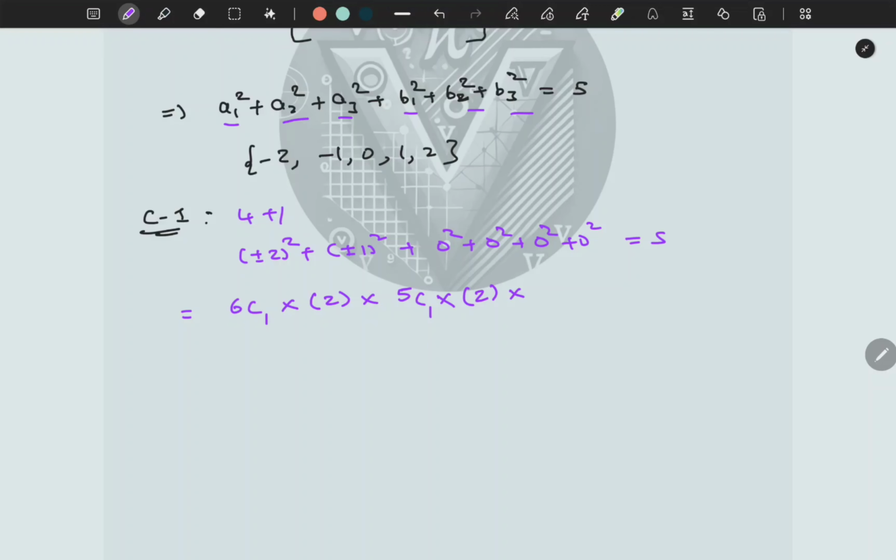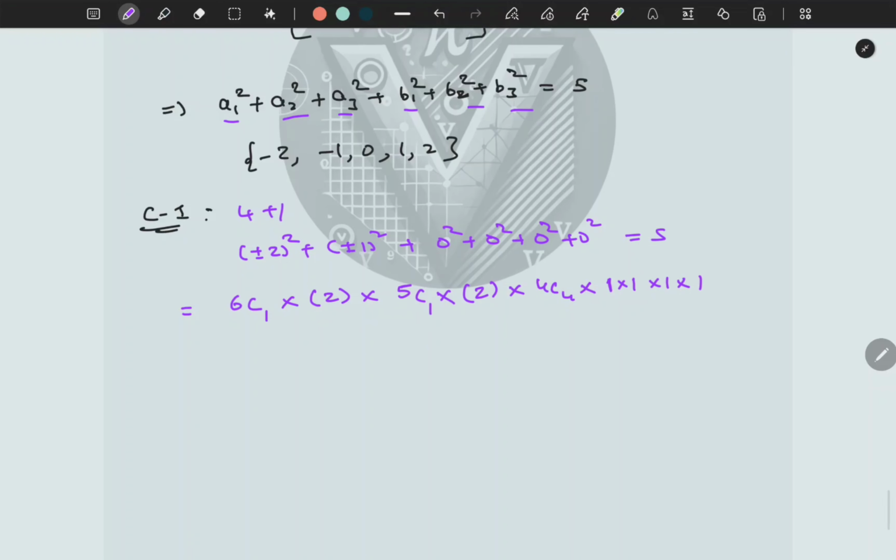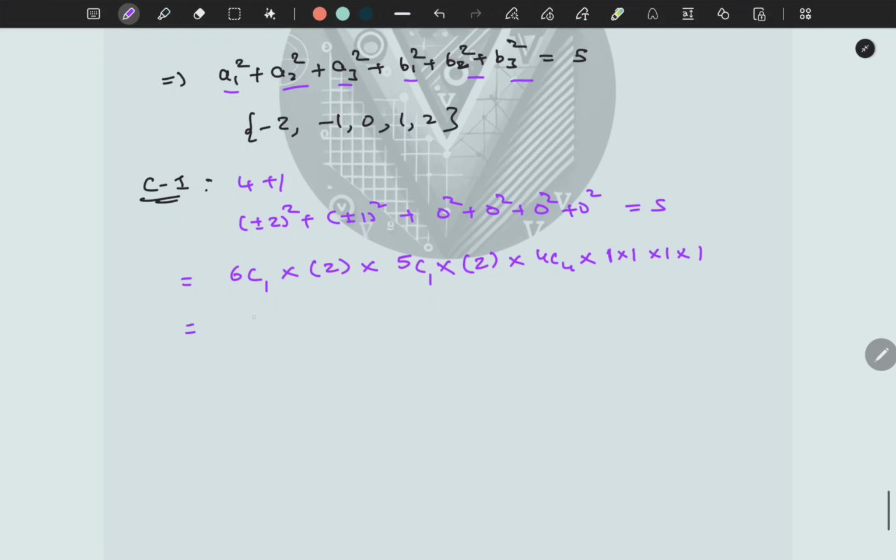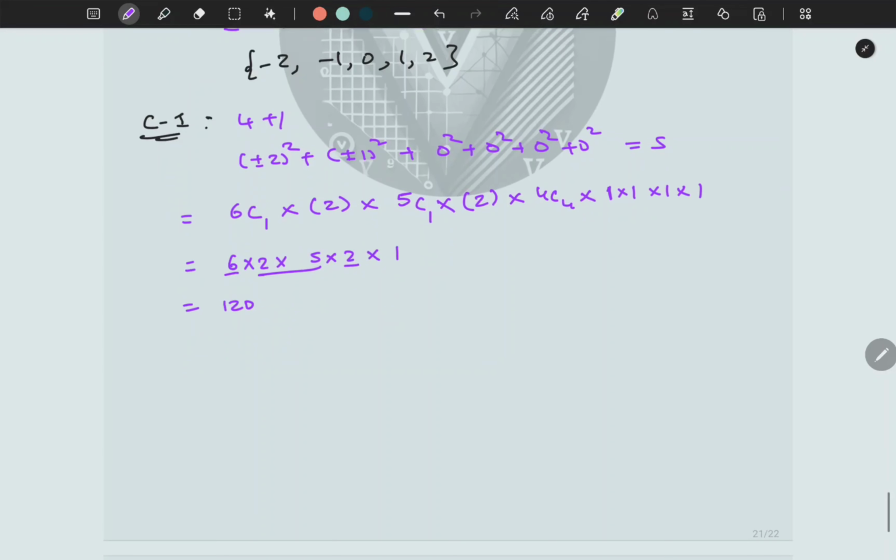Now once A3 and B1 are selected, the remaining four we will select in 4C4 ways, and then we will arrange them in one way only, because all of them can take 0 only, right? They have only one option. It means A1 will take 0, A2 also will take 0. Next B2 will take 0, B3 will take 0. This is just an example. So what do we get? 6C1 is 6 into 2, 5C1 is 5 into 2, 4C4 is anyways 1. So we have 5 into 2 is 10, 10 into 2 is 20, 20 into 6 is 120. Perfect. So this is done.